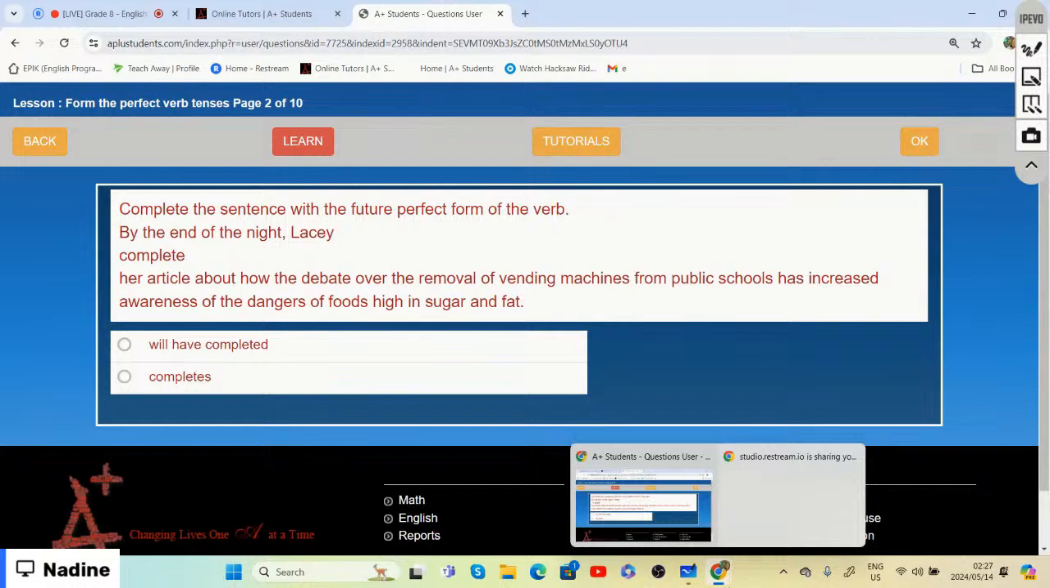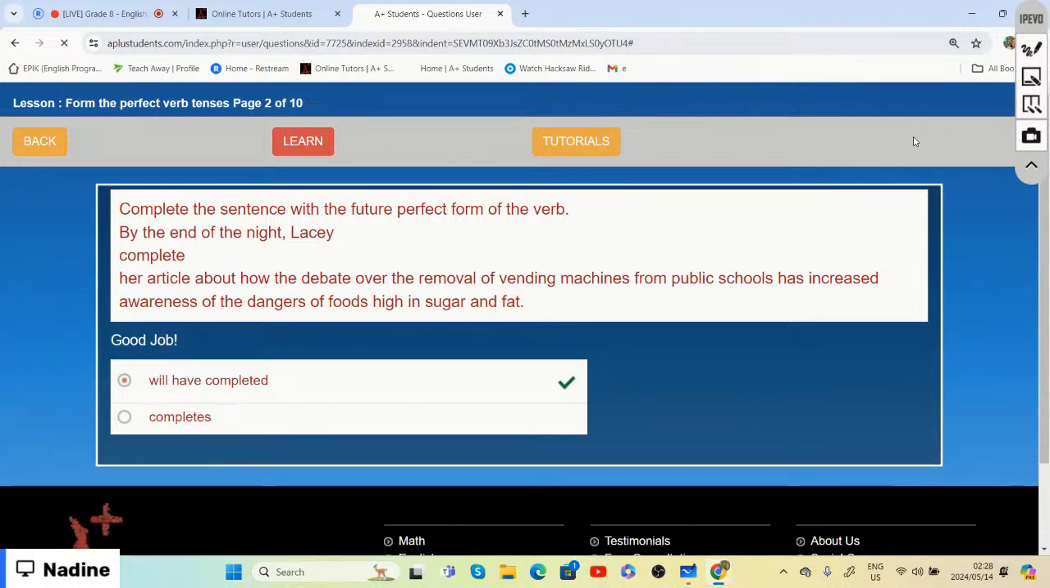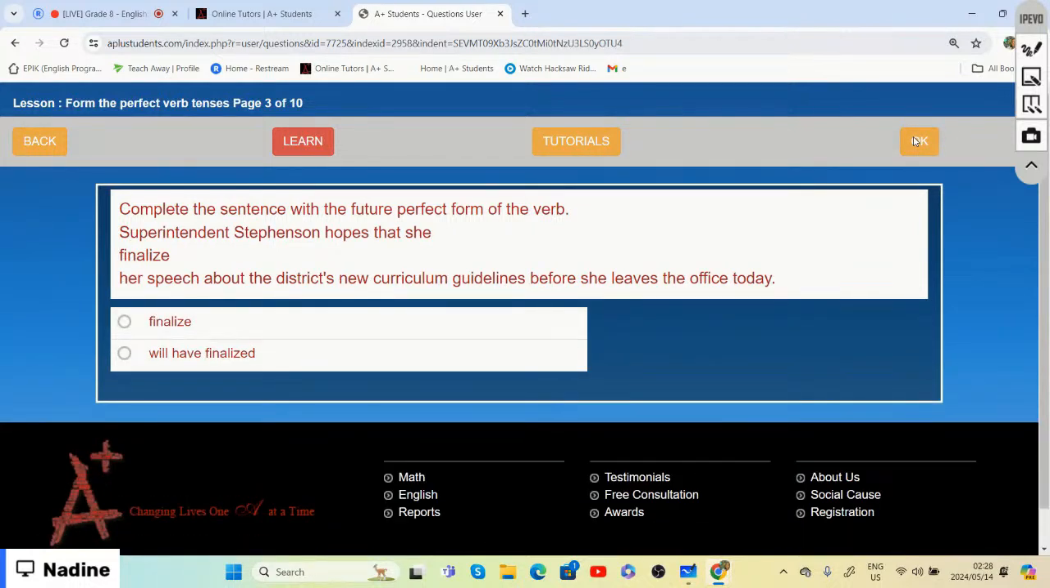And if we were to choose the correct one, we will say that by the end of the night, Lacey will have completed. Because remember, it is the future perfect tense, and it uses the helping verbs will have.